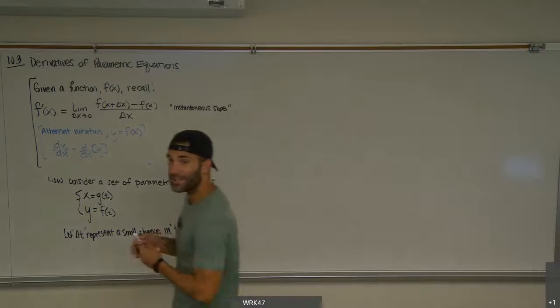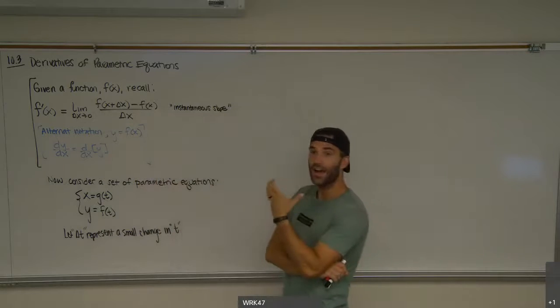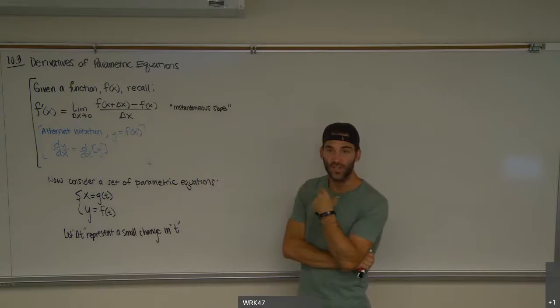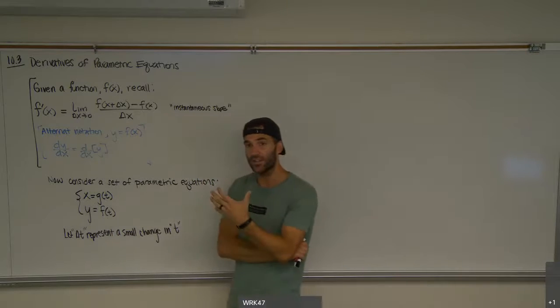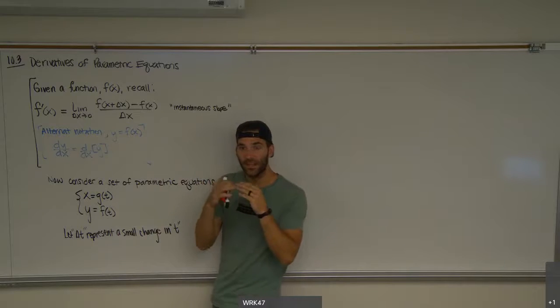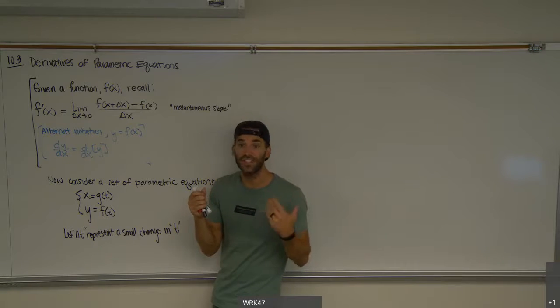Welcome back, where we're going to continue our discussion in chapter 10, and today we're going to look at how we take derivatives of sets of parametric equations. So in the last video, we introduced the idea of parametrizing functions, the idea of taking a function and breaking the dependency of x and y on each other, and introducing a new variable. We call that a parameter, and so x and y are independent functions of t.